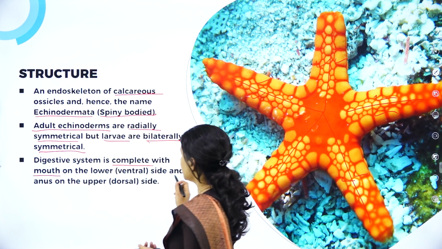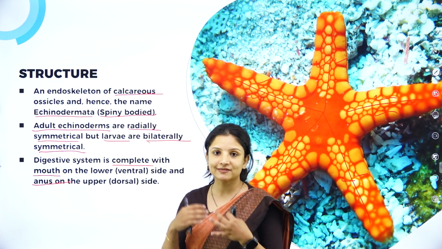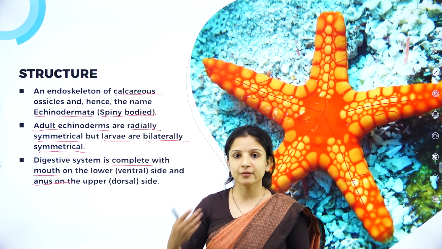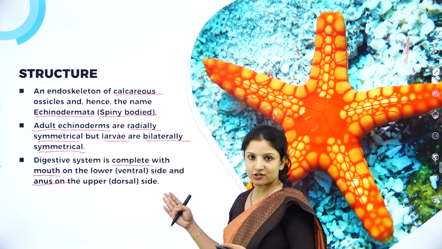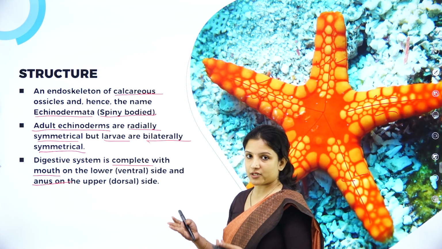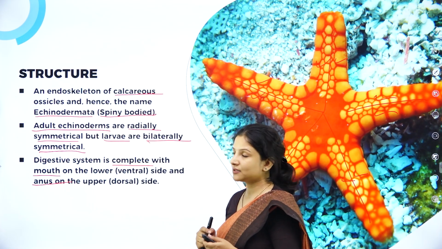and they have an anus, that is an excretory opening for the elimination of the waste food material, which is situated on the upper side of the body. So on the lower side mouth is present, and on the upper side the anus is present.